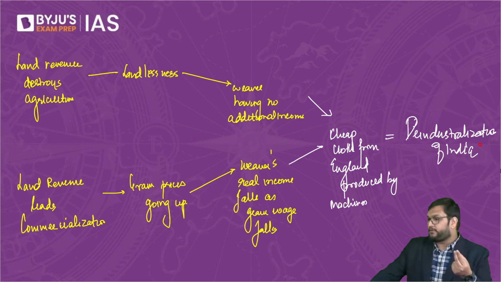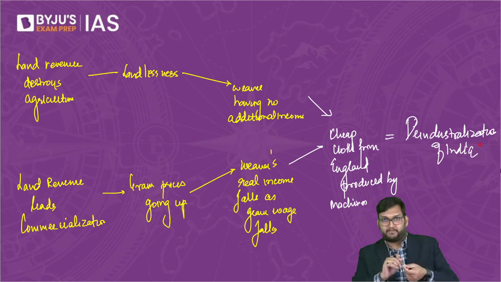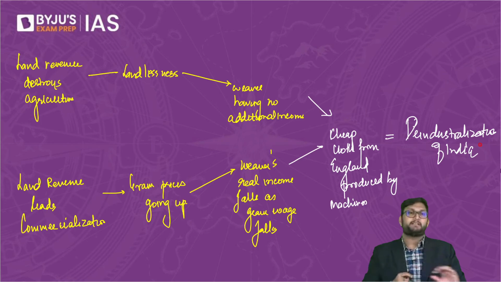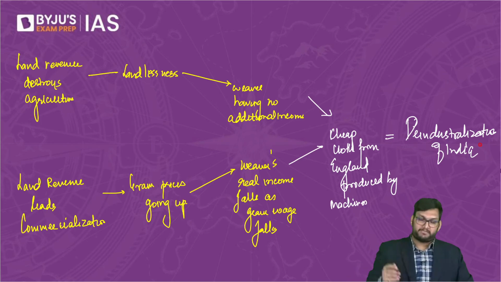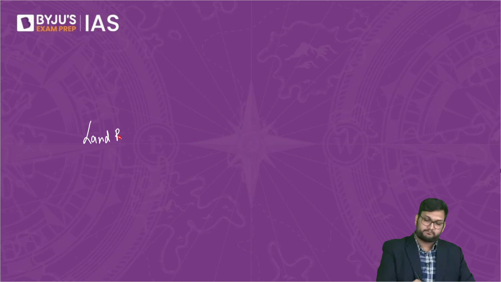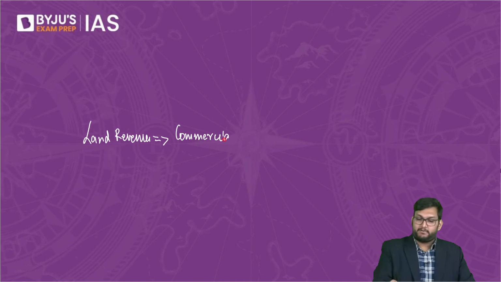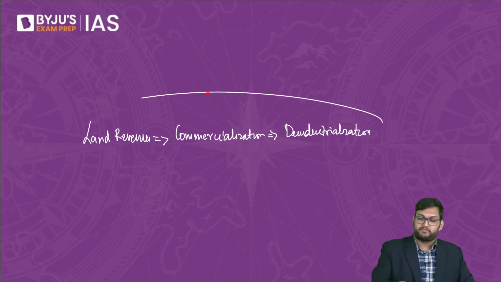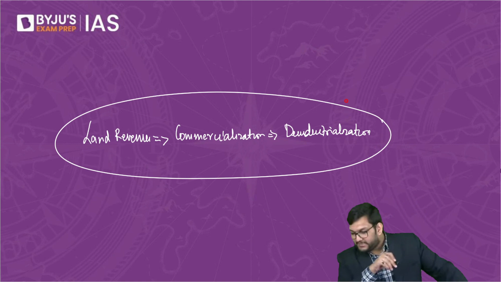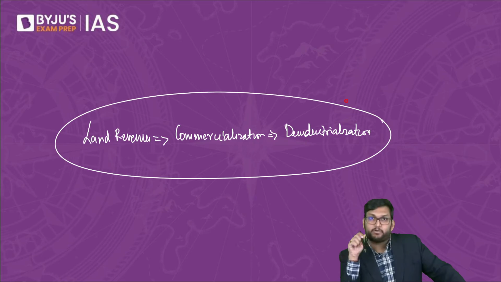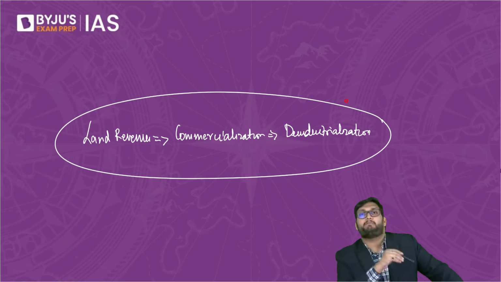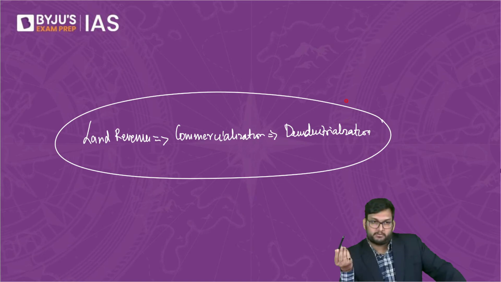The basic point of the matter is things done by hand, so handicraft. The simple point is land revenue equals commercialization. Land revenue gives rise to commercialization, and commercialization in turn gives rise to deindustrialization. So these are not mutually exclusive things. These are internally related. If the price of grain goes high, then grain wage will go down, because the quantity you can buy is less. Therefore, the second advantage also is gone.